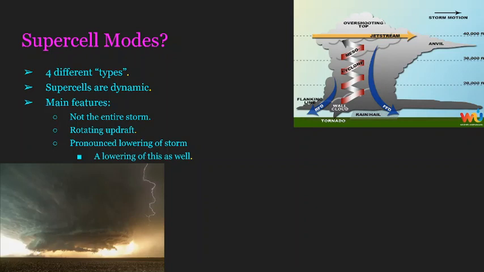miniature. The reason why they are called modes is because supercells are dynamic. When you think of a type, you think of something staying the way it is until it's no more. And that is very technically true for supercells. Usually the classic mode will go over to becoming a high precipitation mode, and that'll be the end of the changes.